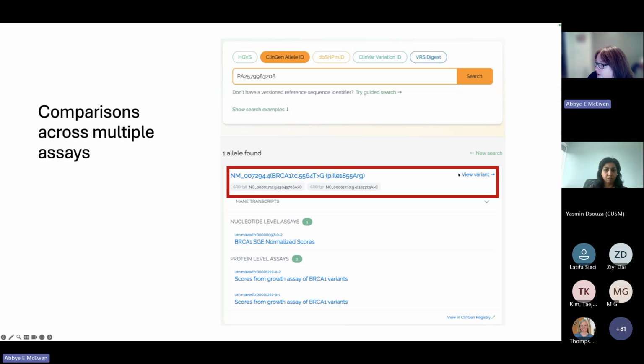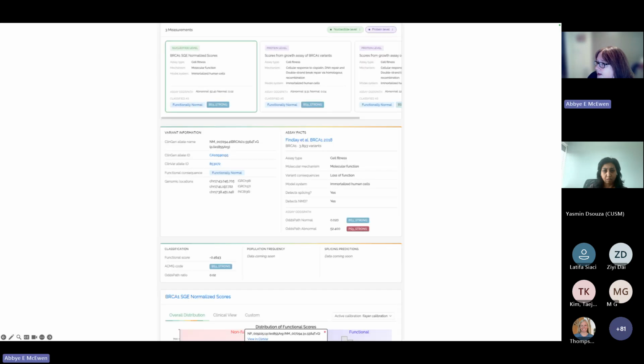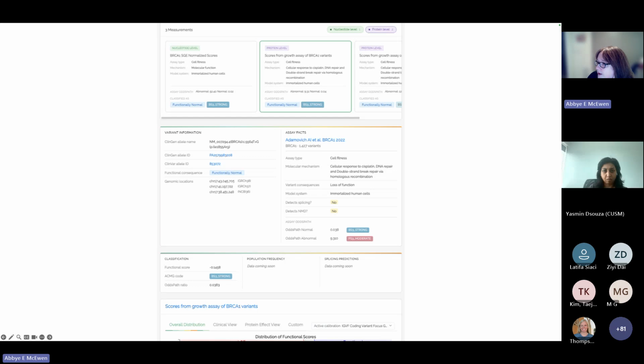And if we click on the View Variant button, this takes us to the header, and this time it shows that there are 3 different assays. All 3 of them are cell fitness, but 2 of them were done in response to different types of drugs. And if you click on an assay, you basically get that variant page I showed you earlier, and you can click through them and compare results between them pretty easily.